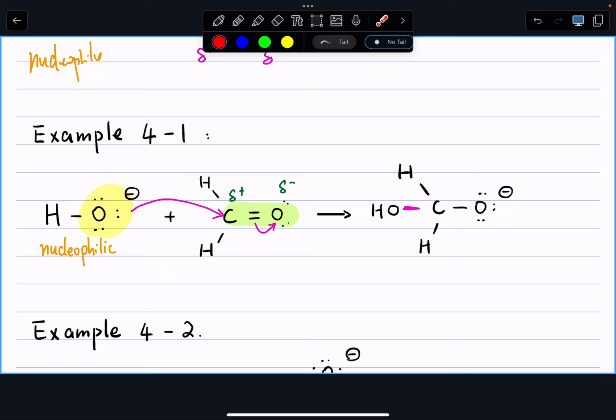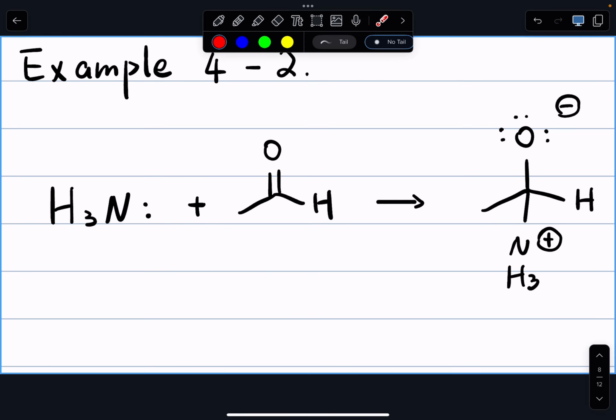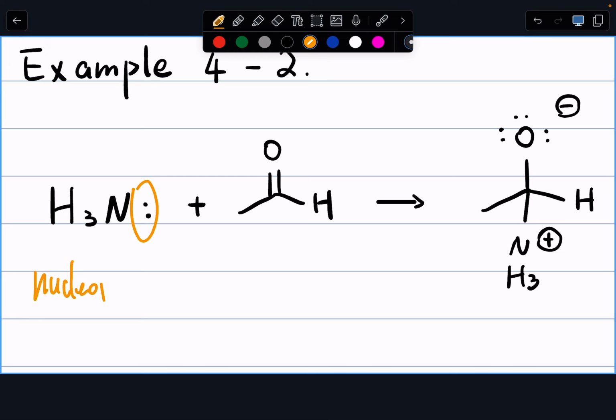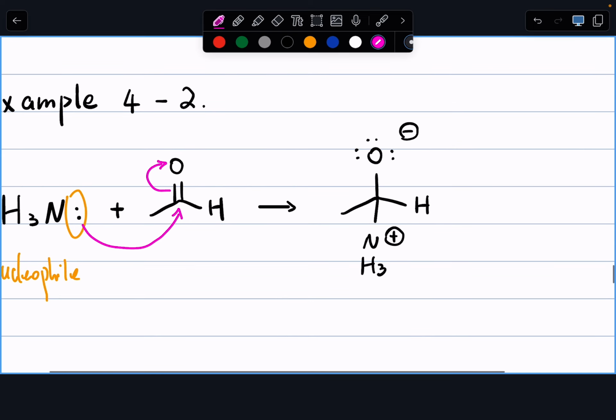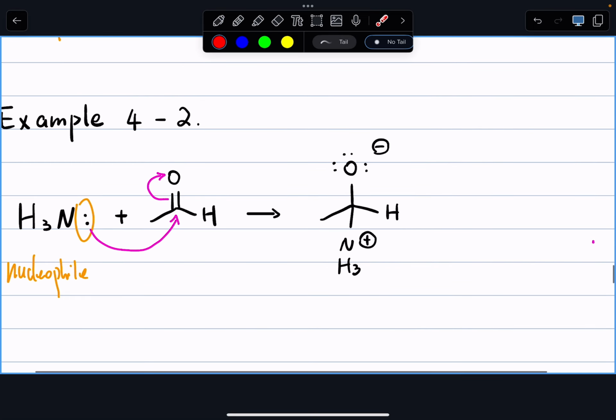Alternatively, your nucleophile might also be a neutral species. So in that case, let's assume I have an NH3 where the lone pair is, again, acting as a nucleophile. Likewise, my nucleophilic lone pair attacks the carbonyl carbon, and the electrons in the double bond get pushed onto the oxygen.